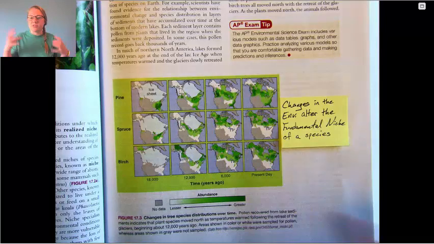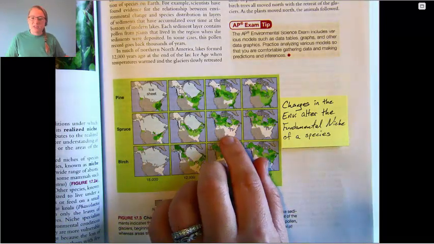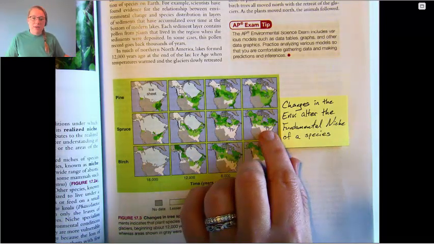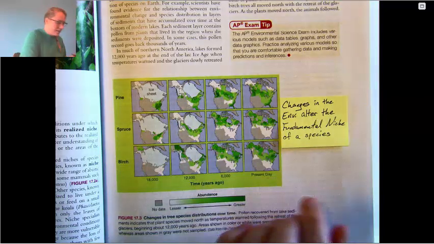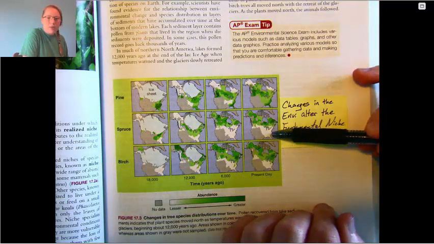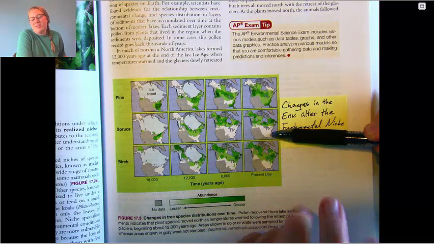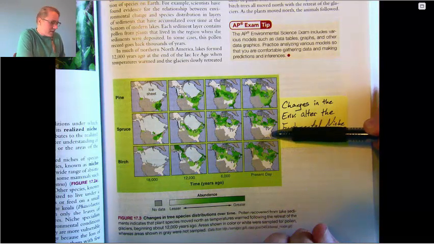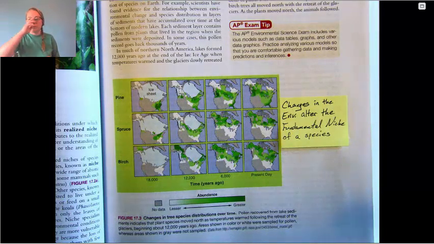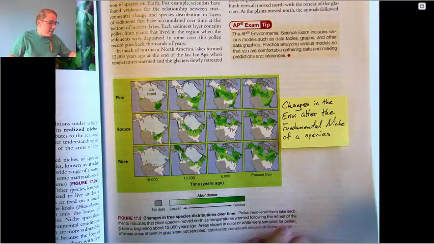So the darker greens means there's a greater concentration. And they continued moving northward. Now, 18,000 years ago, we had spruce trees way down here, but we don't anymore, or at least not naturally anymore. They've retreated up into the northern parts of North America, so those higher latitudes. So these changes in the environment are changing the fundamental niche of a species. And remember, the realized niche of where it actually is found is even more narrow than that.